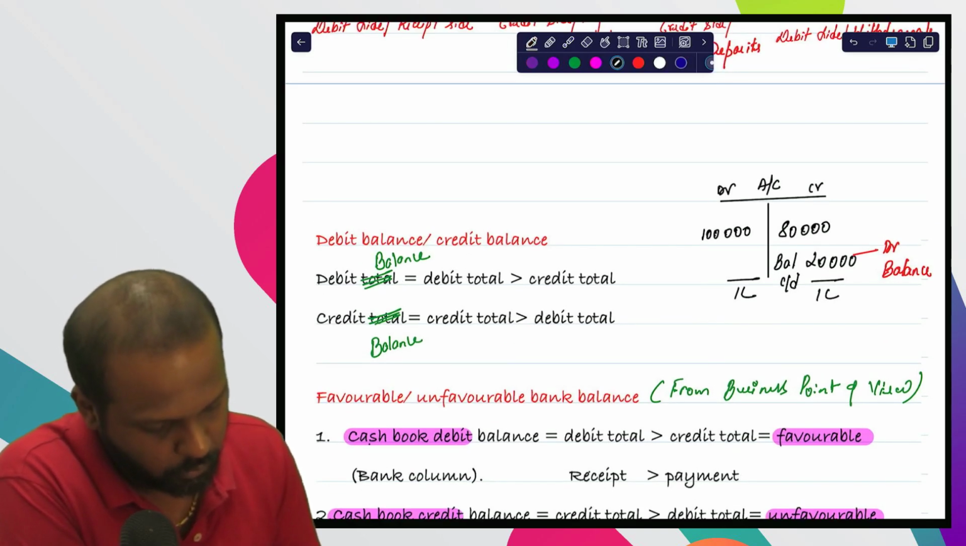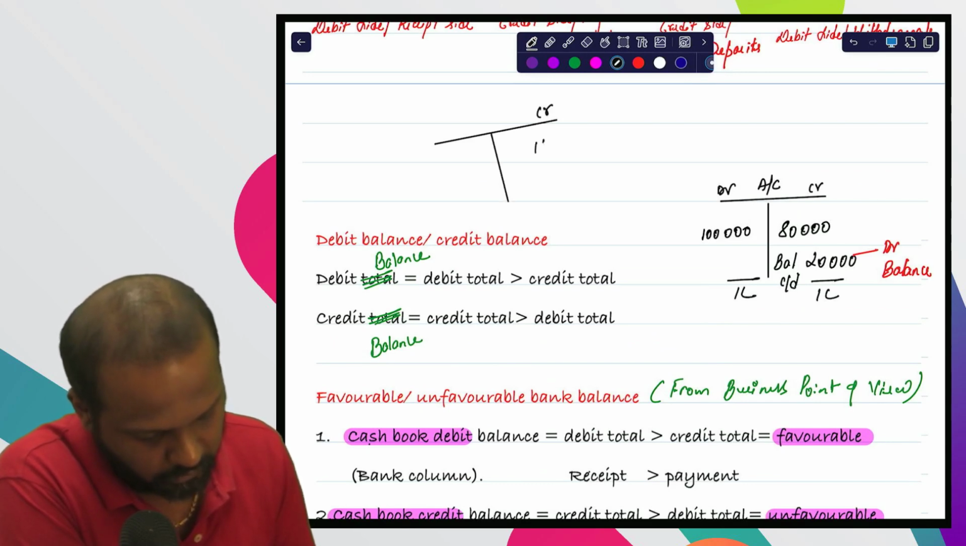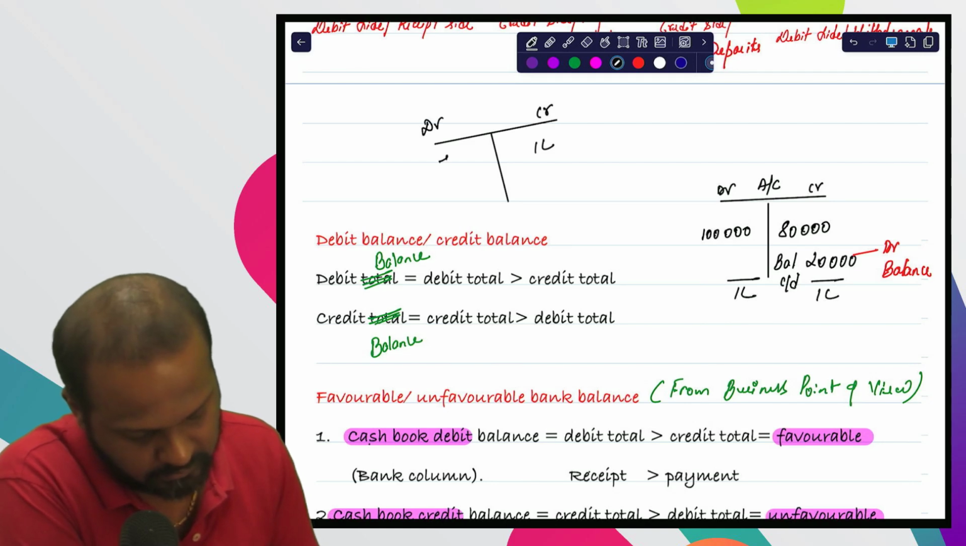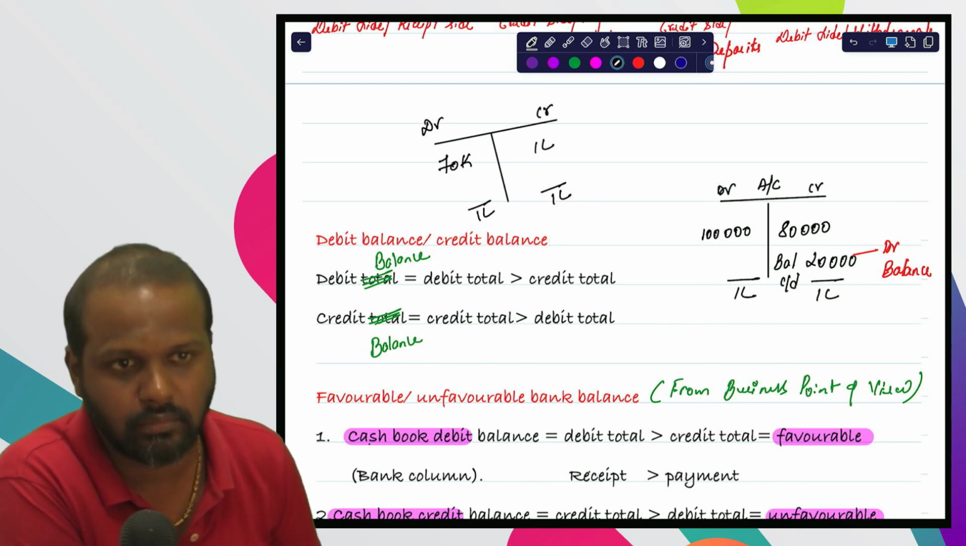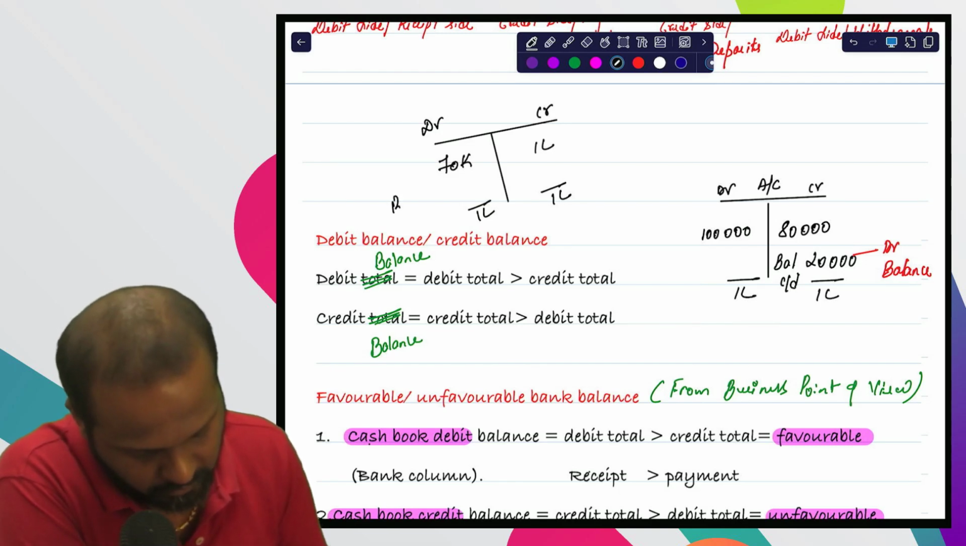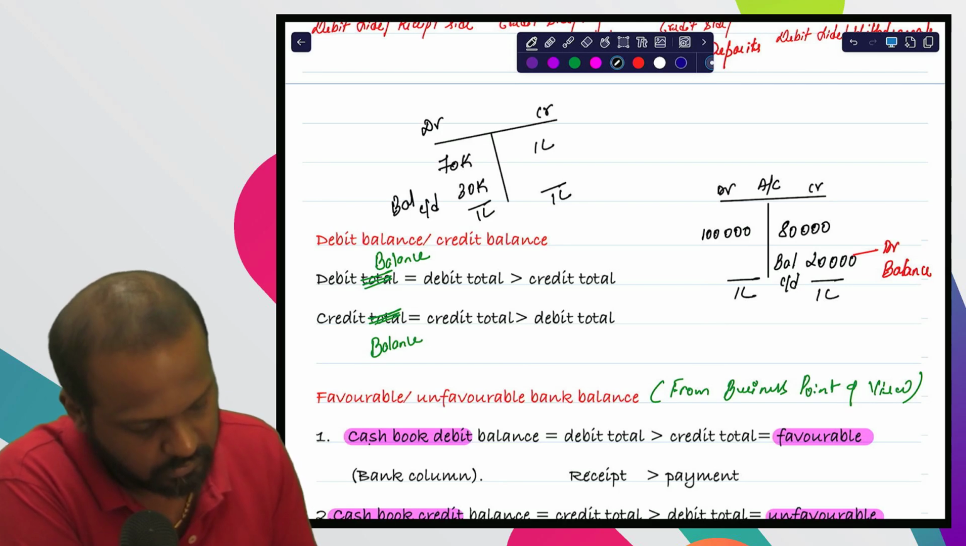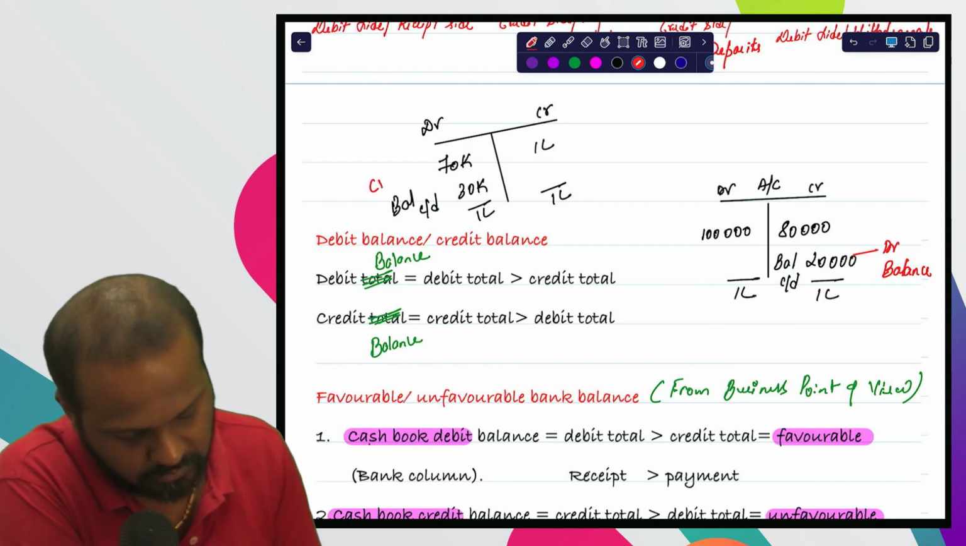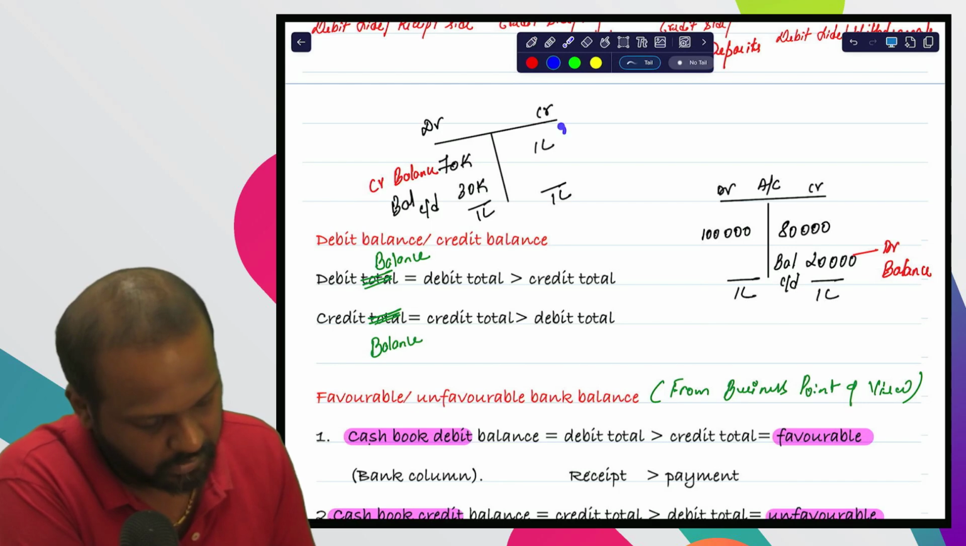Suppose I take one more example, let us say credit total is 1 lakh and debit total is 70,000. Then here also we write 1 lakh, and here also we write 1 lakh. Then we write here "balance carried on", 1 lakh minus 70,000, which is 30,000. Now this 30,000 is going to be called a credit balance, because credit total is greater than debit total.